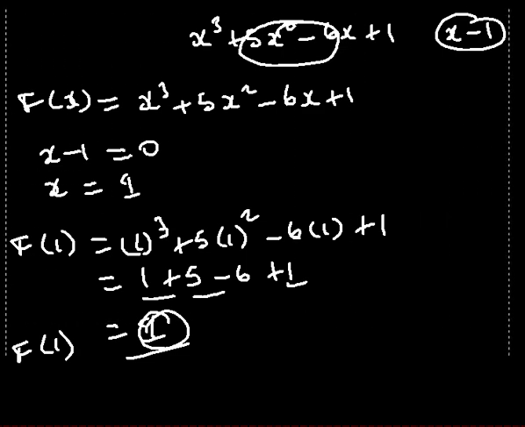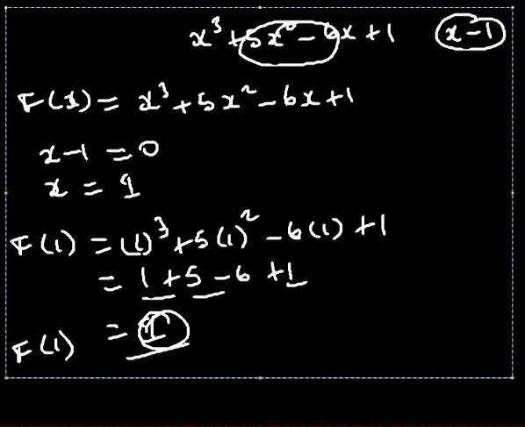What if we have this? Let's say we have x cubed plus 2x squared plus x minus 8. How do you think we can solve this when it is divided by 2x plus 1?